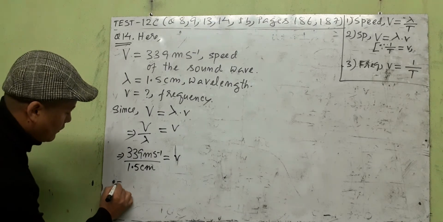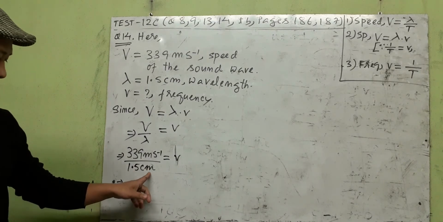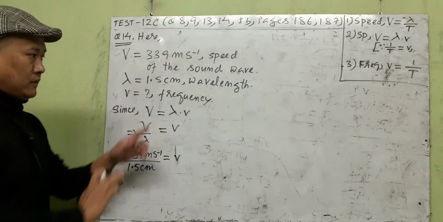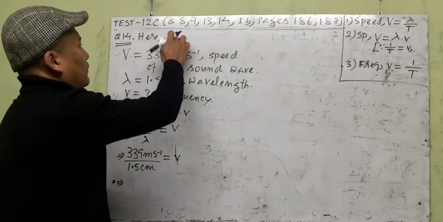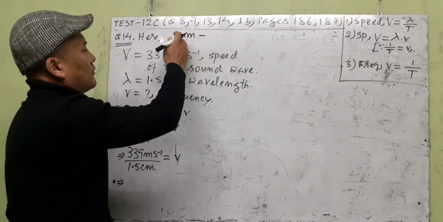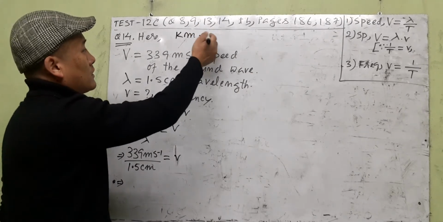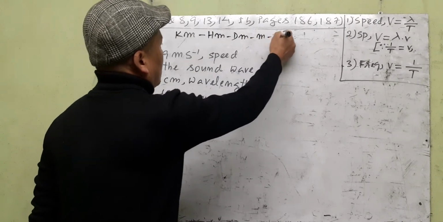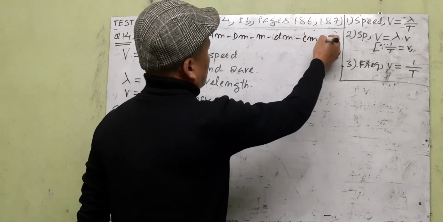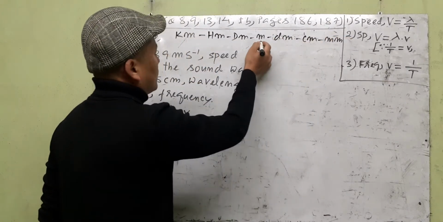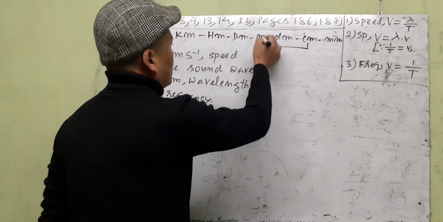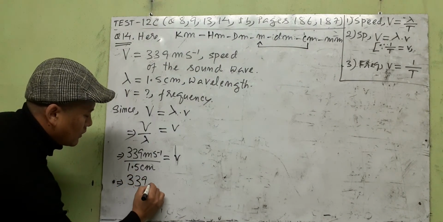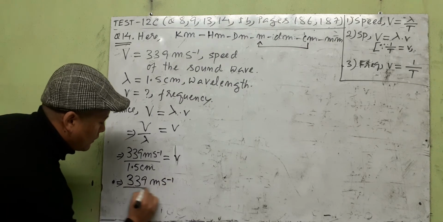Then we can deal with this centimeter first, because the SI unit of wavelength is not centimeter, it is meter. By now we are so accustomed to this conversion of units for length or distance: kilometer, hectometer, decameter, meter, decimeter, centimeter, and millimeter. So we need to change this 1.5 centimeter to meter. This one is fine, so we'll just keep it as 339 meter per second.